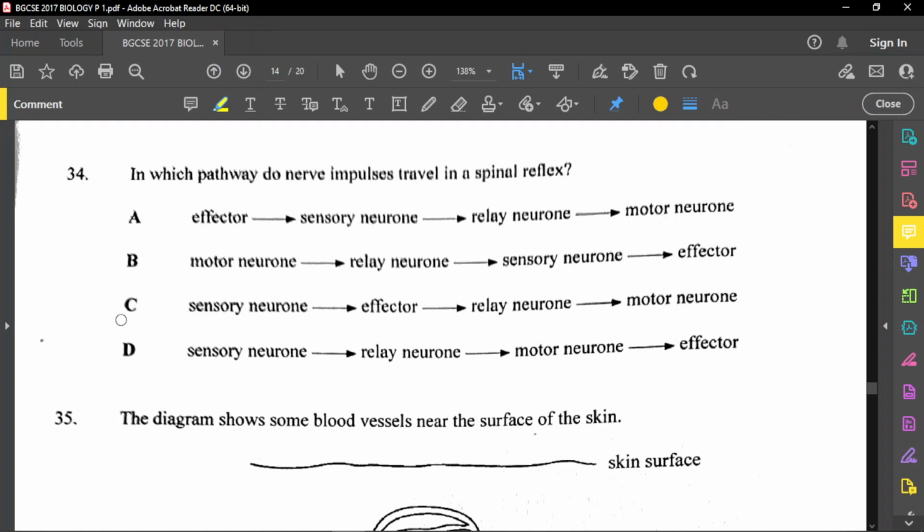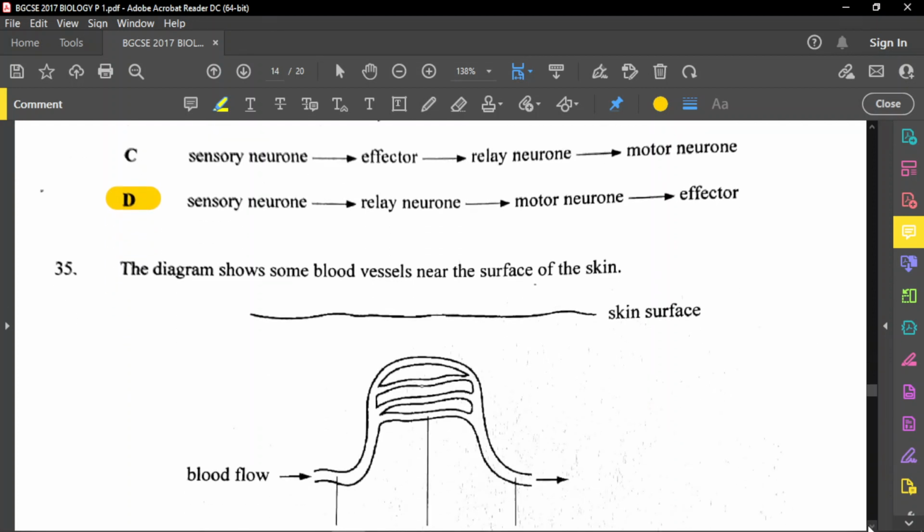So after we have a sensory neuron, then we have the relay neuron. C is out now because the effector is the very last thing. So D is the correct answer. The only thing you could add to D is that before the sensory neuron, you have the receptor cells. So you have receptor, sensory neuron, relay neuron, then motor neuron, then the effector cells. Effector cells are in the muscle, right? Receptor cells are in the sense organ. They receive the impulse and pass it on to the sensory neuron, and the effector cells are in the muscles that help to bring about the response or reaction.